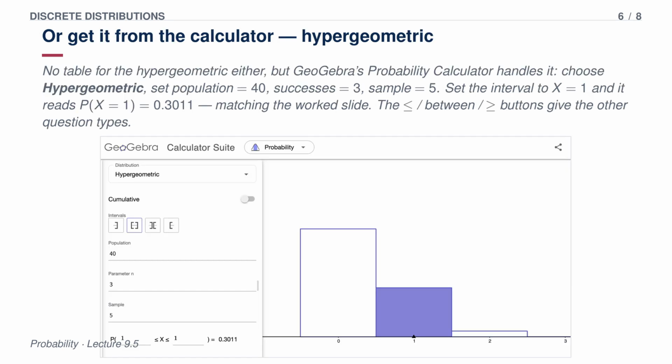And again, no table for the hypergeometric, but the probability calculator does it directly. Pick hypergeometric, set the population to 40, successes to 3, sample to 5, ask for x equals 1, and it reads back 0.3011. Matches our hand calculation, and the same buttons give you at most, at least, and between.